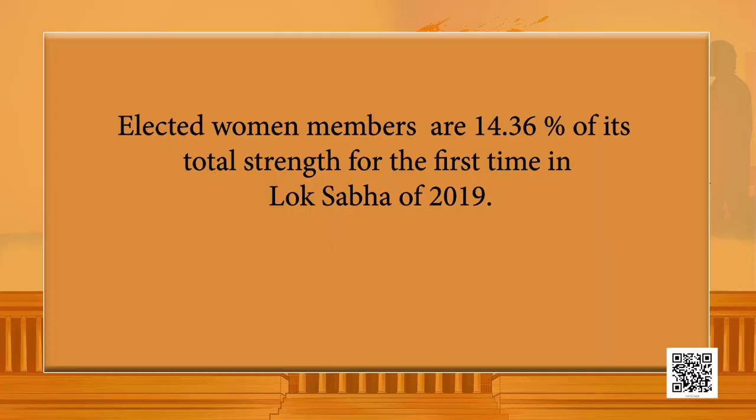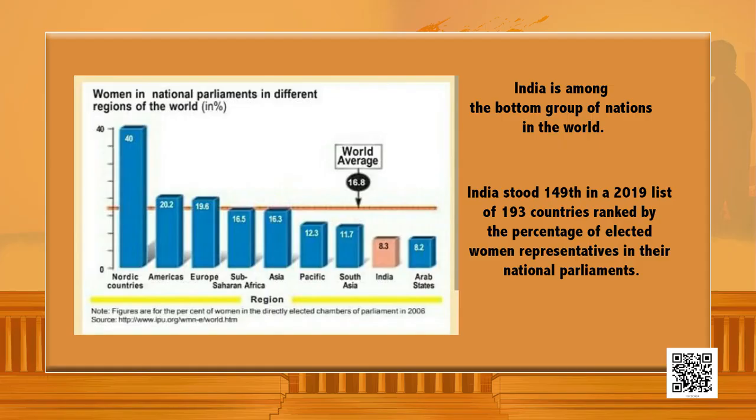In India, the proportion of women in legislature has been very low. For example, the percentage of elected women members in Lok Sabha touched 14.36% of its total strength for the first time in 2019. Their share in the state assemblies is less than 5%. The national average of women in state assemblies and state councils, that is the upper house of the state legislature, was 9% and 5% respectively. In this respect, India is among the bottom group of nations in the world, as you can see in the graph.